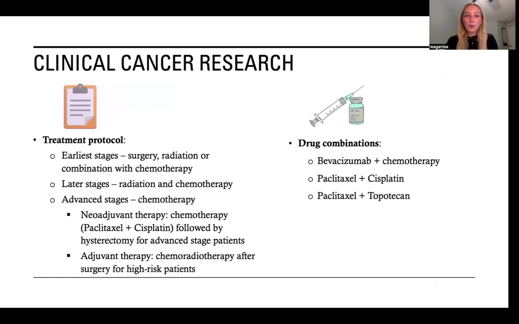So for the treatment protocol, in the earliest stages, you usually use surgery, radiation, or a combination of both with chemo. Later stages, you're going to use radiation and chemotherapy. And then in the more advanced stages, typically just chemo. The neoadjuvant therapy that they would do would be chemo, so the paclitaxel plus cisplatin, followed by a hysterectomy for advanced stage patients. And then the adjuvant therapy would be the chemoradiation and surgery for more high risk patients.